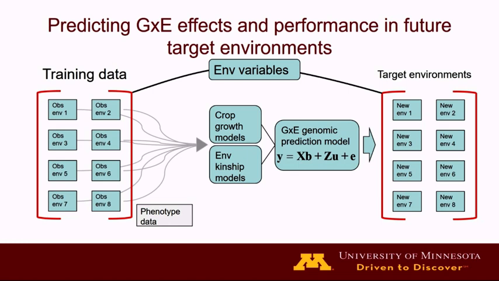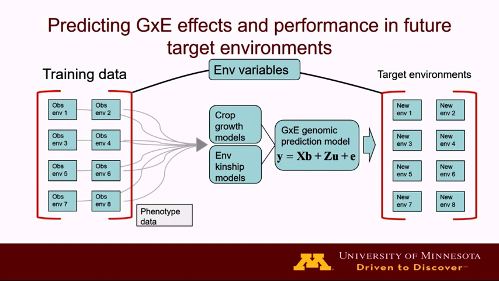You can either feed it into a crop growth model type of thing, and that will inform you how to weight the environmental variables in your genomic prediction model. It's basically a biologically driven or physiology driven type of model to help you weight how important those environmental covariables are on something like yield.